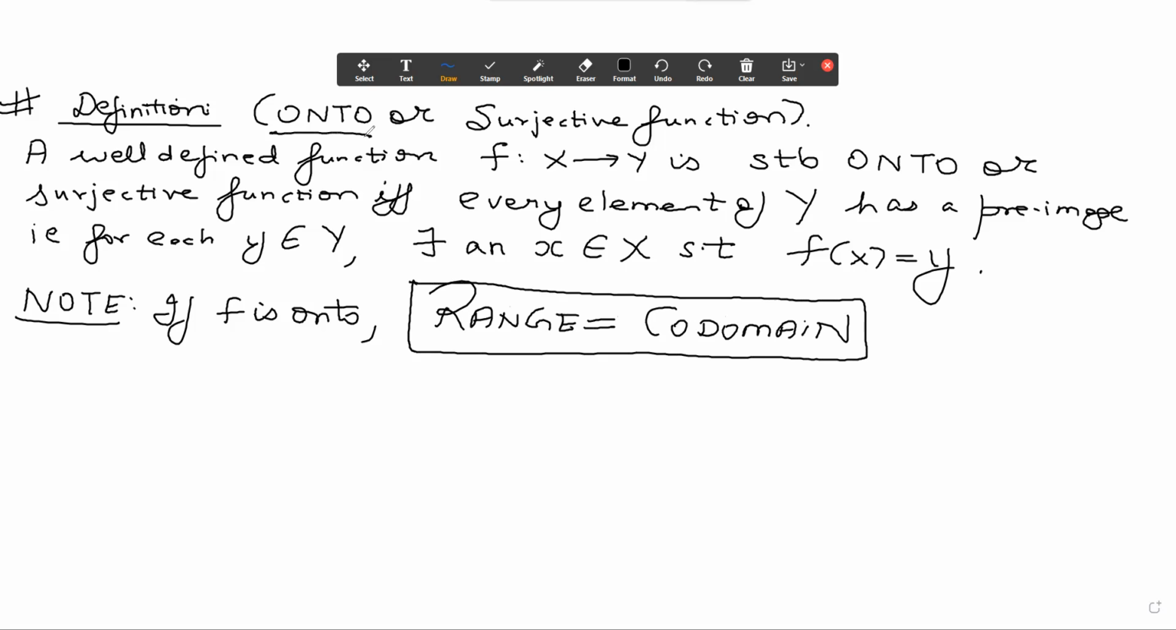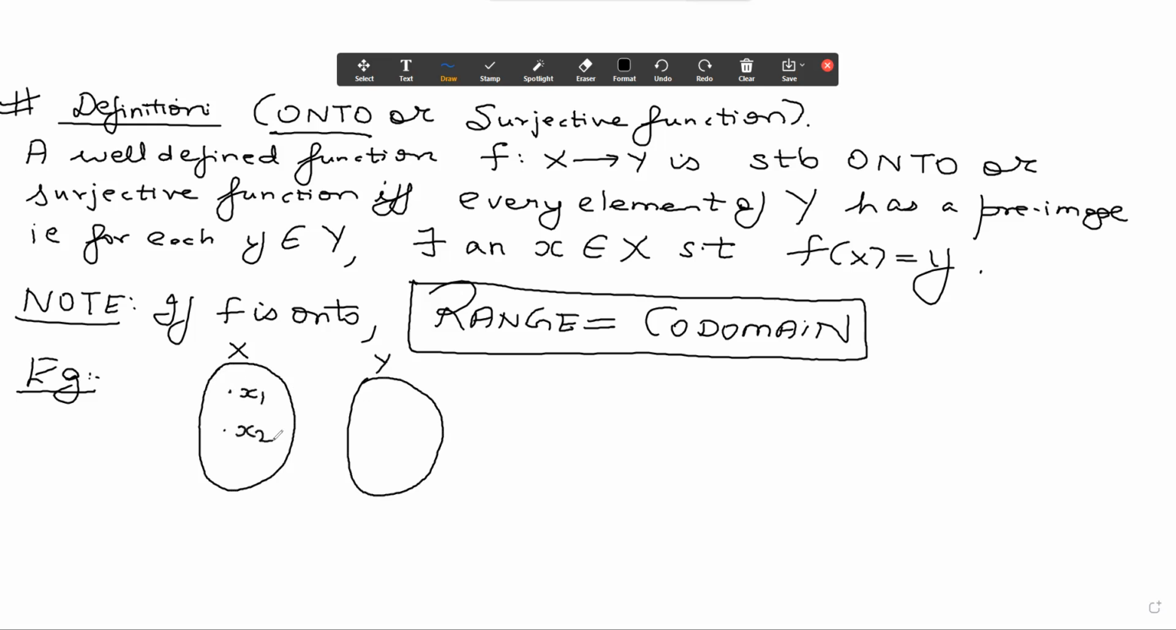You want to understand this using an example? Okay, so this is x, y. So this is an onto function. This is an onto function.